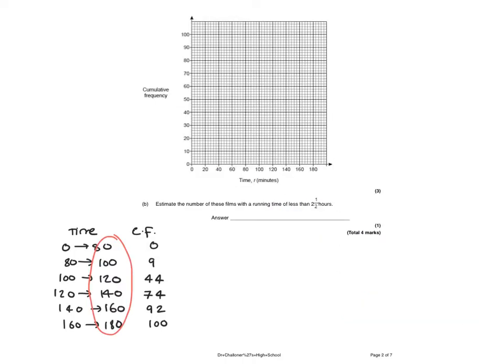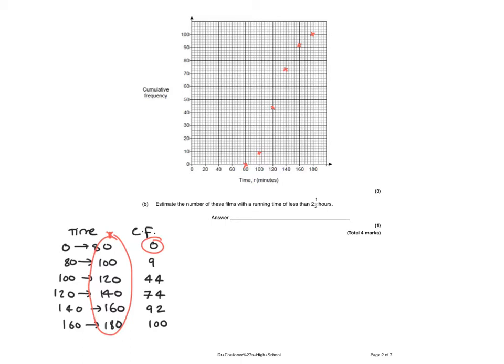So let's start plotting our cumulative frequency graph. I'm going to plot the points in red so you can see them nice and clearly. So remember, we have a 0 value of cumulative frequency against an upper endpoint of 80. So there's 80 and 0. Then we have 100 and 9, which is probably about there. Then we have 120 and 44, which is about there. We have 140 minutes and 74, which takes us up to there. Then we have 160 and a cumulative frequency of 92, and then 180 minutes and a cumulative frequency of 100.